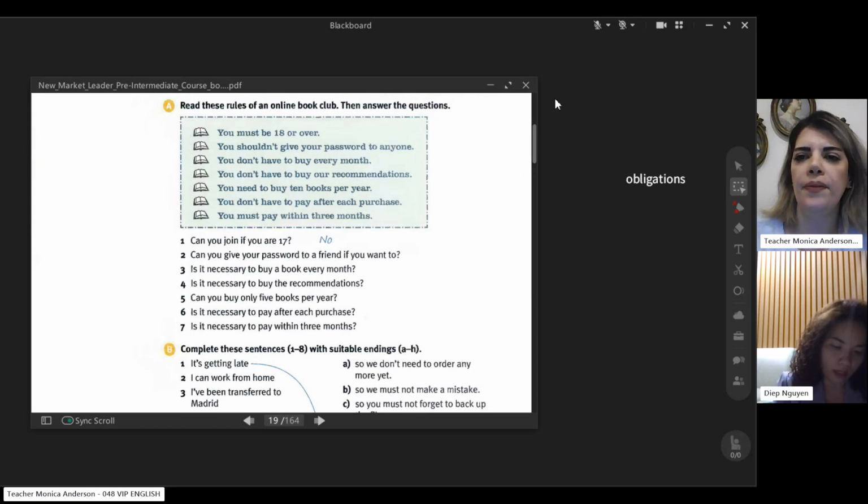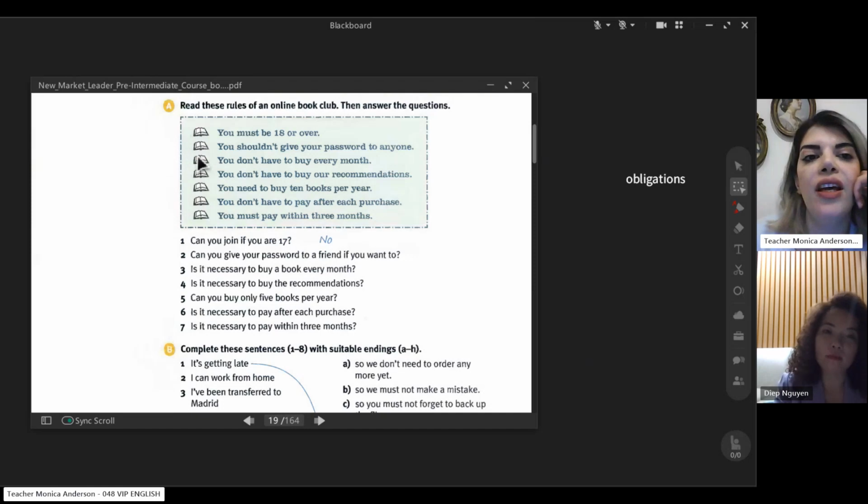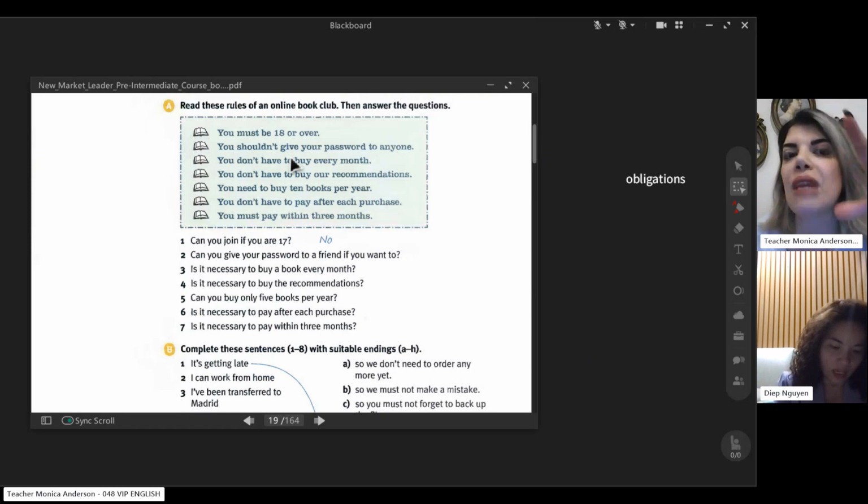And can you buy only 5 books per year? Yes, you can. No, sorry, only. Yes, you can, but you should buy 10 books per year. So can you buy, because actually you need to buy 10 books per year. So this is something essential.